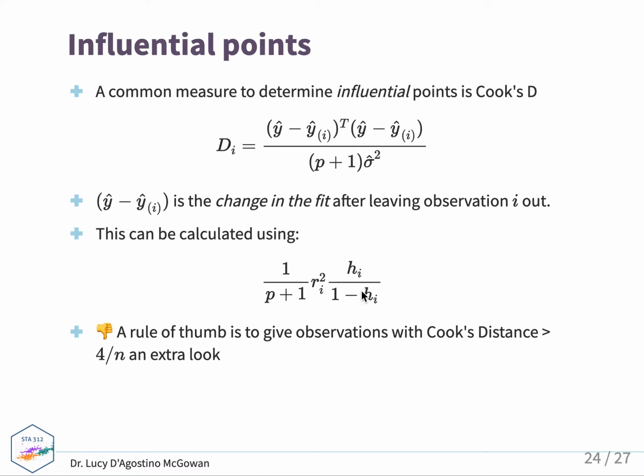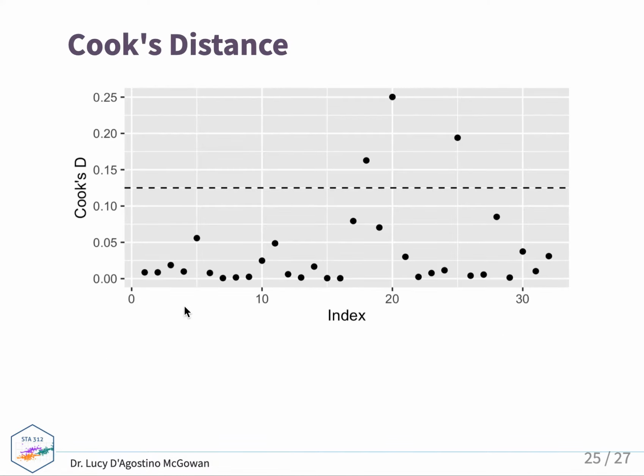As a rule of thumb, you can give observations with Cook's distance greater than 4 over n an extra look. Here's a plot of that. On the x-axis I've plotted the index, by which I mean just the row number of x. This data is actually that same mtcars data that I was plotting before. And on the y-axis, I'm plotting Cook's distance, just the value that I got from the equation that I showed on the previous slide.